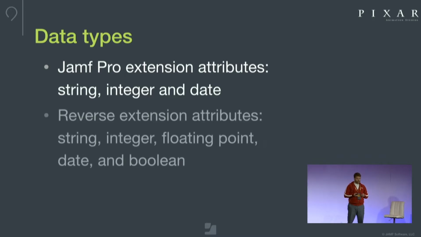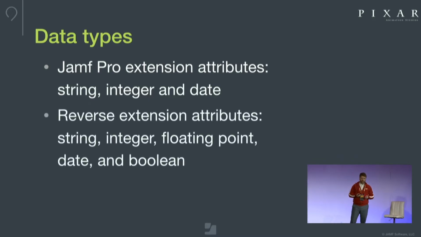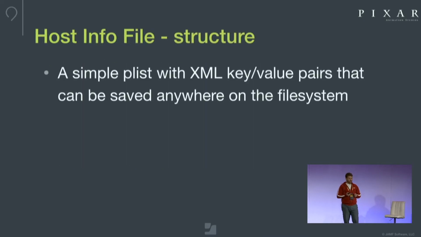For reverse extension attributes, we've got the same thing going on, except we could also potentially be using Boolean or floating point data types. And if any of those sound familiar, it's probably because you have used some tool to manipulate a plist in the past.